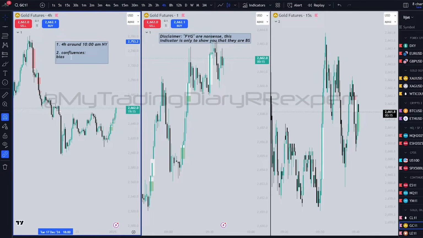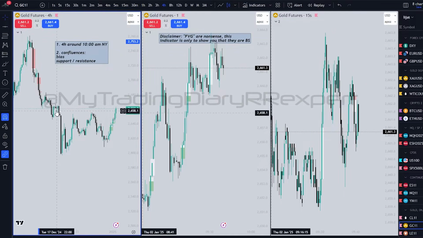So bias, you might want to look for support, resistance. What might be support and resistance? This could be support and resistance. You see these candles here that are clustered together?